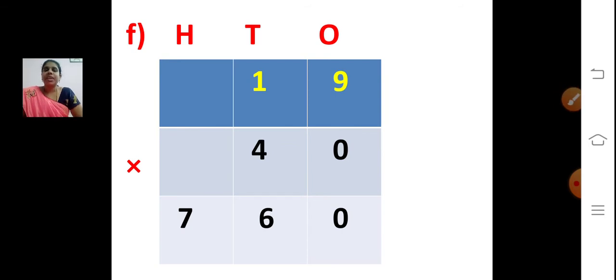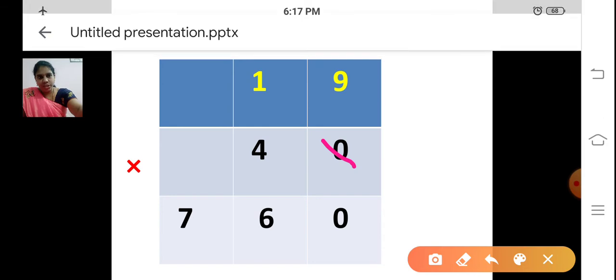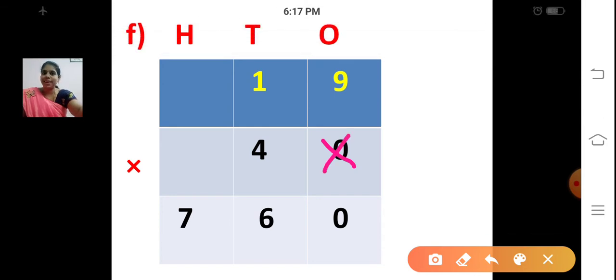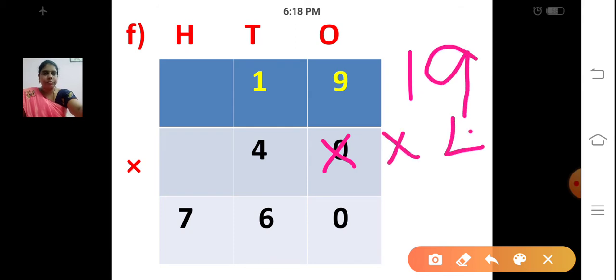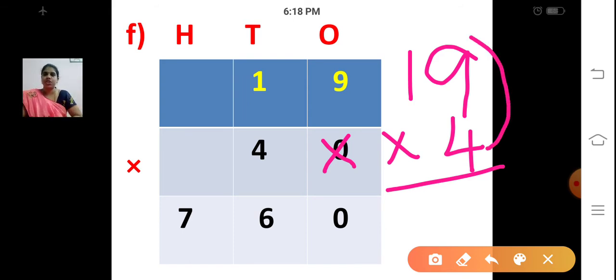Now the next sum. We are going to multiply 19 into 40. Same way, what are you going to do? Just ignore the 0. Multiply the remaining numbers. So shall we multiply 19 into 4? So now tell me, 9. The first step is we are going to multiply 9 into 4. 9 4s are, think and tell me the answer.